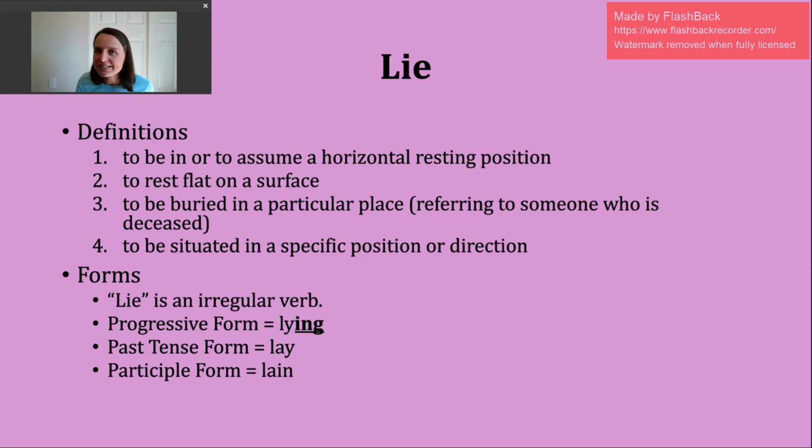Remember, for all of these definitions, lie is going to be an irregular verb. To make the progressive tense, we're going to take out the I and the E, put a Y in place, and then add ing to form lying. So the progressive form for both definitions is the same. But the past tense form for these particular definitions is irregular.